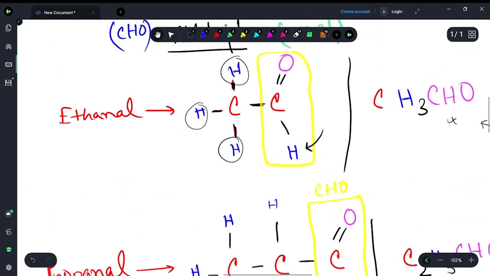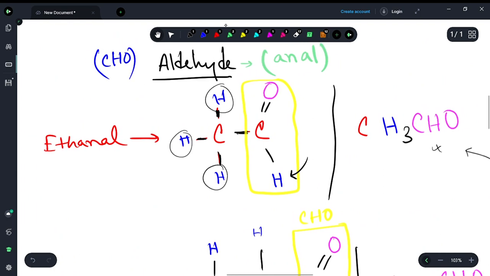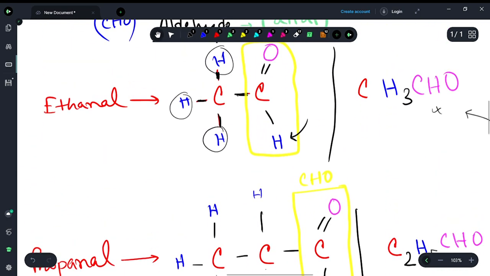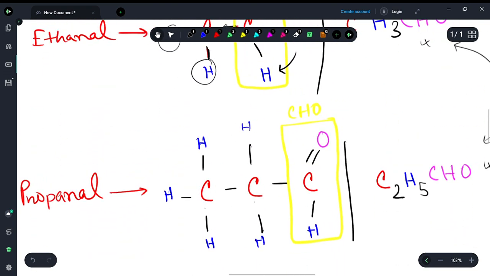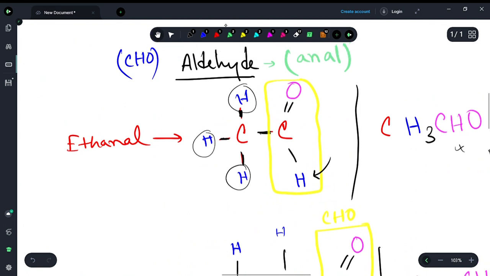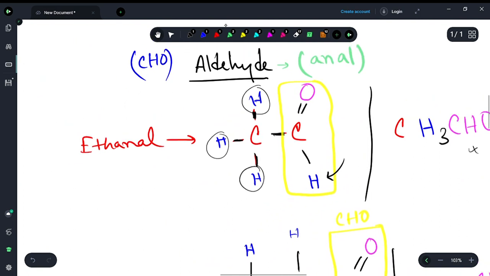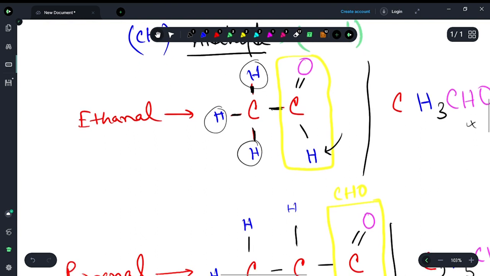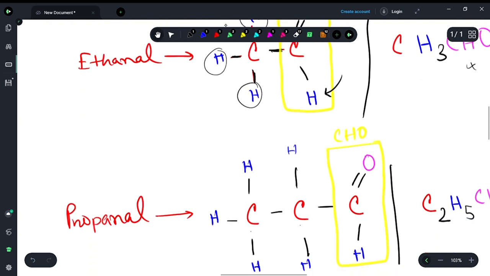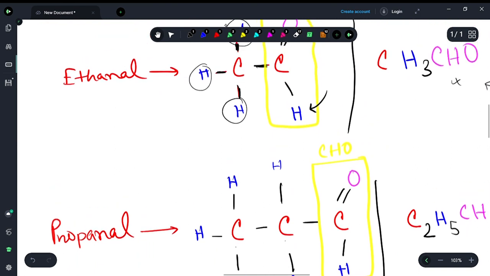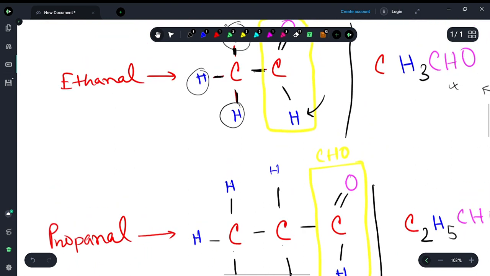It may seem hard at first, but just practice, create some of your own, and you'll develop your structural formula abilities. So that's it for today, guys. In the next video we will talk about the last one, the carboxylic acid. That concludes our basic naming and the formulas of the organic compounds.